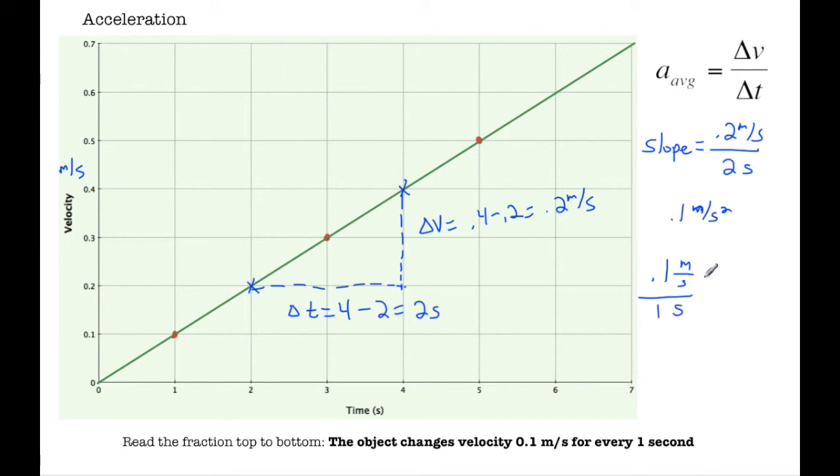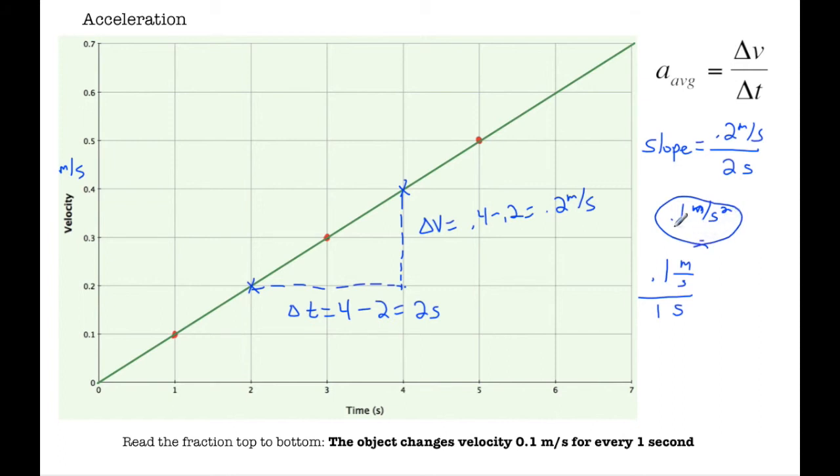So the way I'd like you to read this is from top to bottom. Generally, reading fractions top to bottom is a good idea. The top of this fraction is a change in velocity. So this fraction means the object will change its velocity 0.1 meters per second for every, which is what the slash line or per means, for every 1 second of time change. So that's how we're going to understand this quantity, 0.1 meters per second squared.